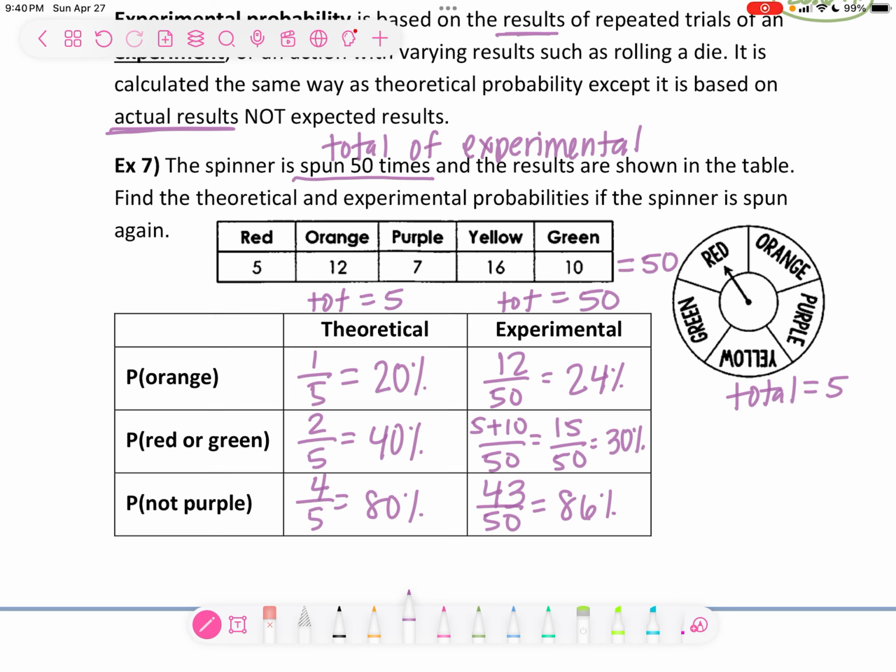Now we're not really going to write this down in these notes. We're going to do an activity later on. But just note that none of these probabilities were the same. The probability of orange was close, but it wasn't the same. The probability of red or green wasn't even that close. It was a 10% difference. And the probability of not purple was 6% different. So there is something to say about experimental probability versus theoretical probability. Some discussions can be had about why they are different, and how we can make sure they are closer to the same thing.